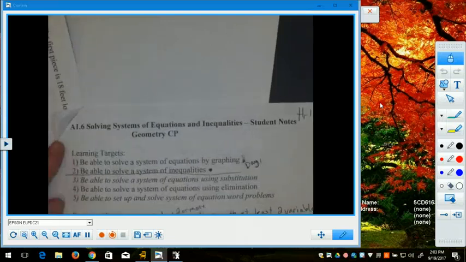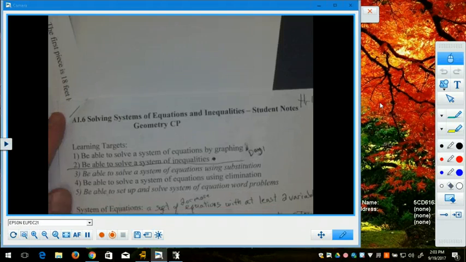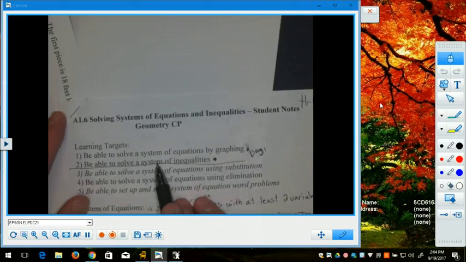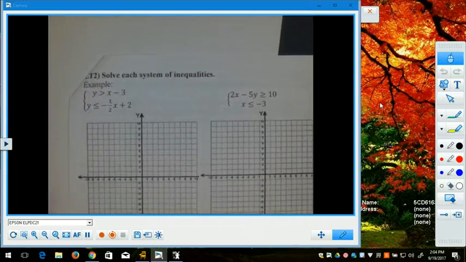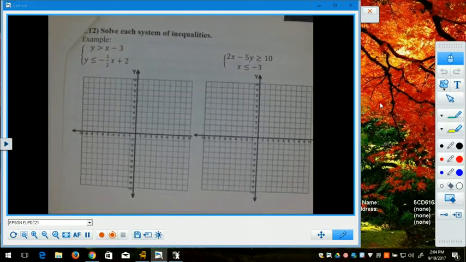This is CalcPath Geometry, lesson 1-6 of our algebra unit. Today we already looked in the previous clip at being able to solve systems of equations by graphing. Now we're looking at being able to solve systems of inequalities by graphing. So we're going to solve these inequalities. We're going to graph these, and then we'll talk about what a solution to a set of inequalities is.